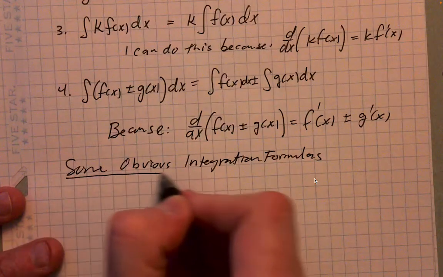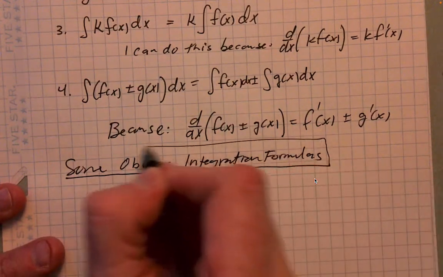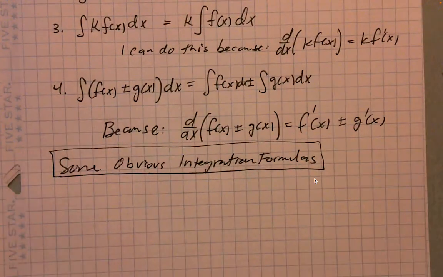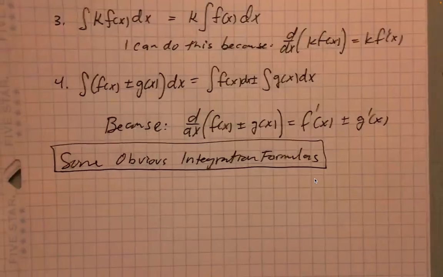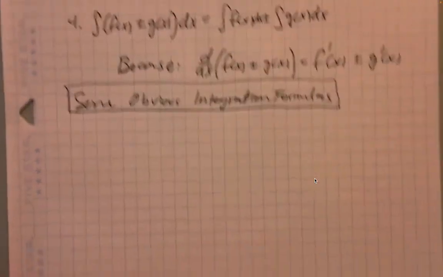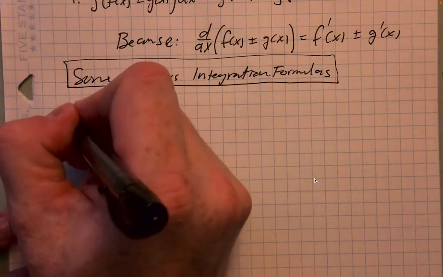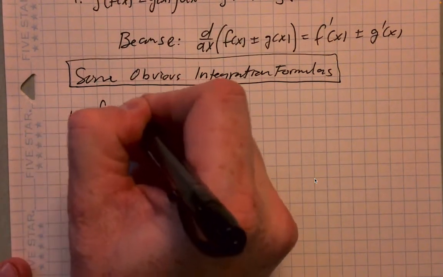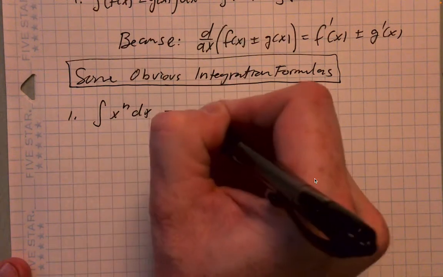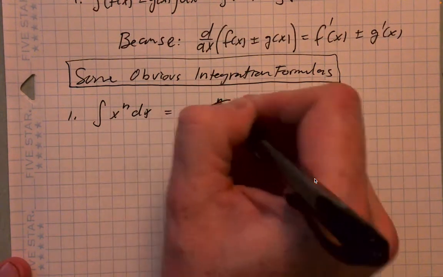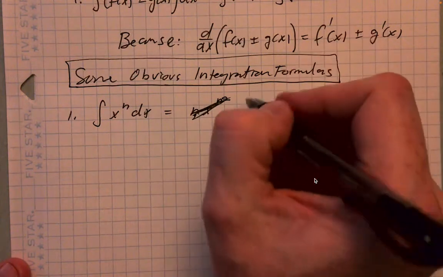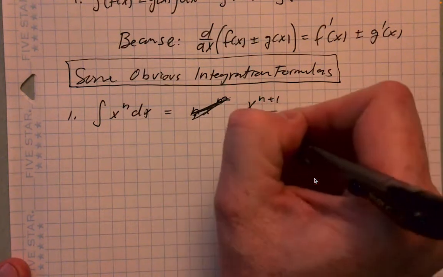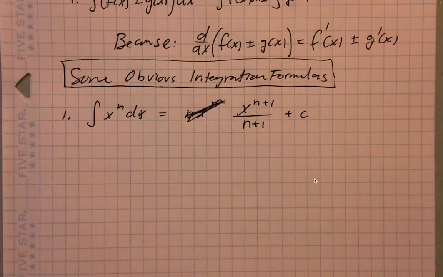Right, so they're obvious in the sense that we know the differentiation formulas, and once we know that, they follow immediately, right? We don't have to do any special work to get these. So the first one is the one that we saw, the integral of x to the n dx is, sorry, I started writing the derivative, x to the n plus 1 over n plus 1 plus a constant.